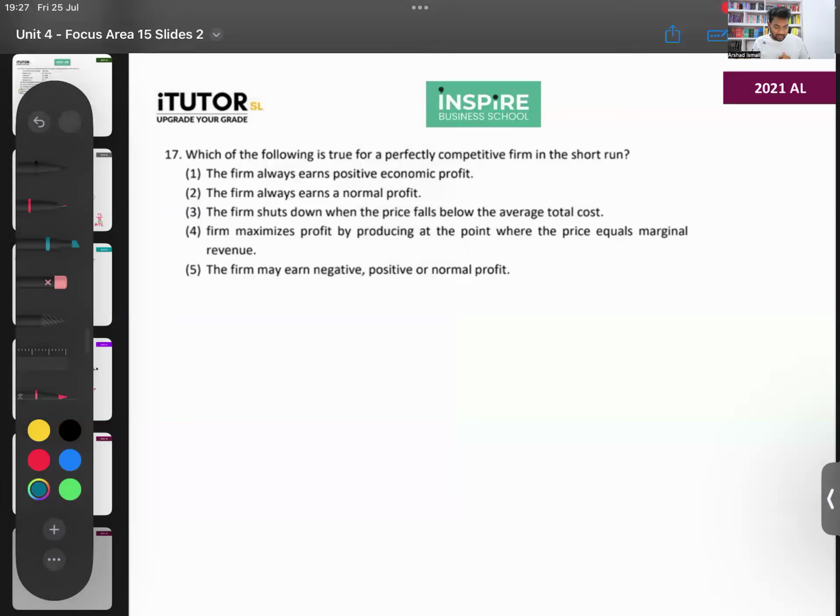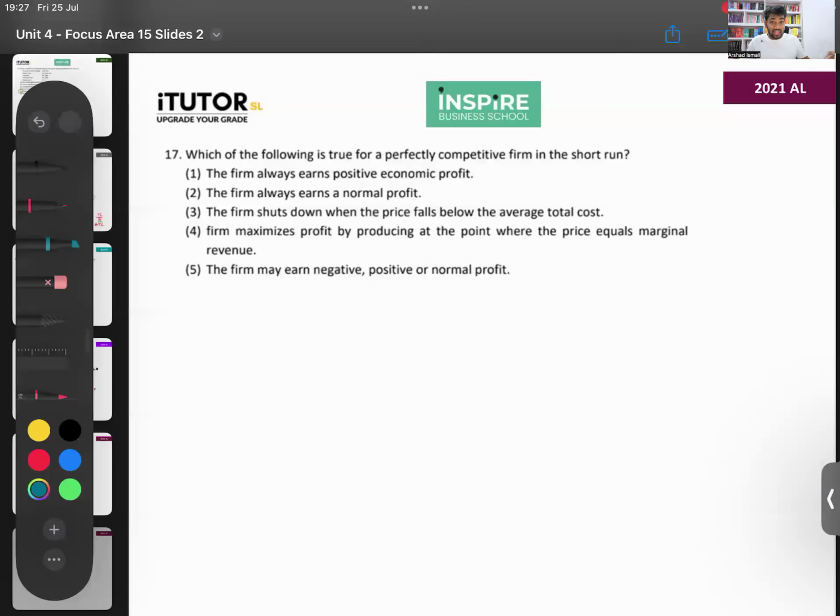2017, question 17. Which of the following is true for a perfectly competitive firm? Which one is the true one? Yes, you do and come. At least mark here is okay, but do and come. A firm always earns positive economic profit? You can't say that, because you can earn a supernormal profit, a normal profit, or a loss as well.